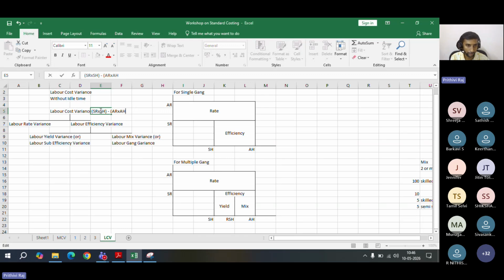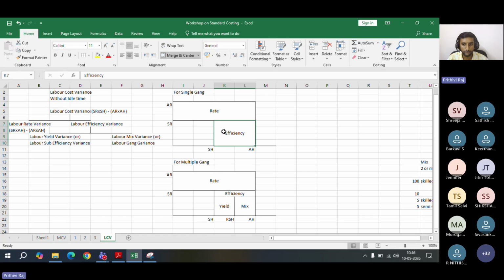Next, another person try, for the rate variance. SR into AH minus AR into AH, correct.